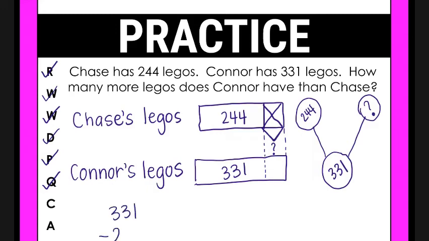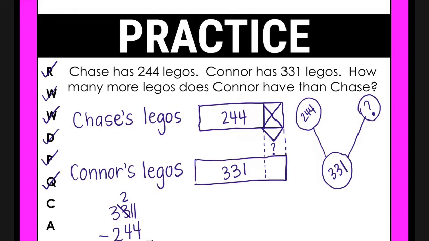So our subtraction problem is 331 minus 244. Let's subtract these two numbers. Let's start in our ones. 1 minus 4. Can I solve 1 minus 4? I cannot, so we have to go next door. We're going to borrow a 10, and we're going to put those 10 ones in our ones place. So now we have 11 minus 4. 11 minus 4 equals 7.